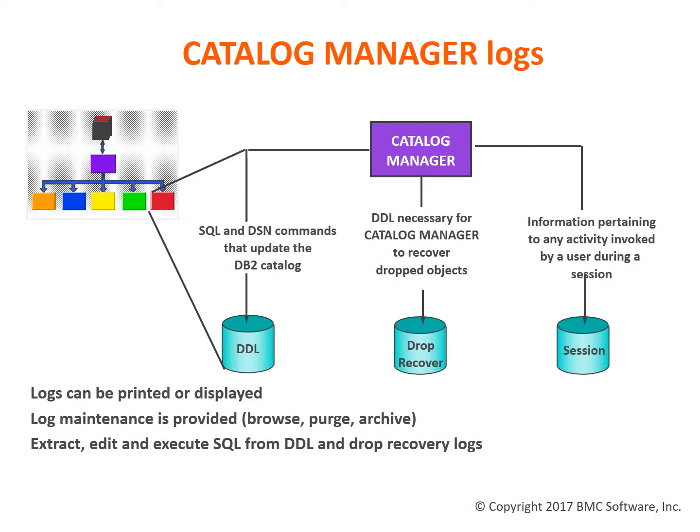There are three types of logs. DDL or audit logs capture any activity within Catalog Manager that updates the DB2 catalog. The drop recovery log captures all information needed to recover an object and its dependents after a drop. The session log captures all activity during a Catalog Manager session.